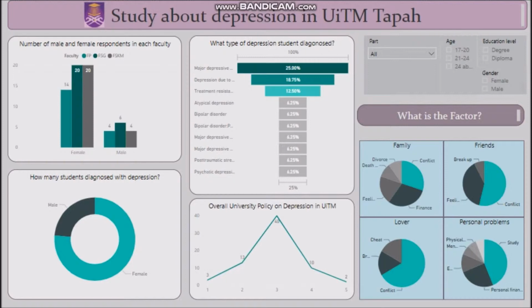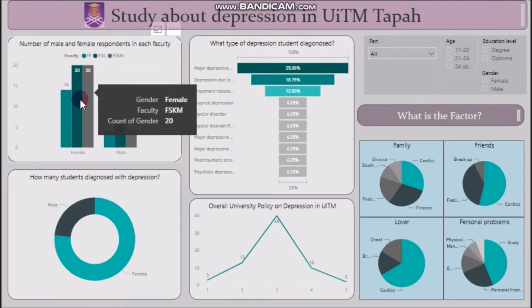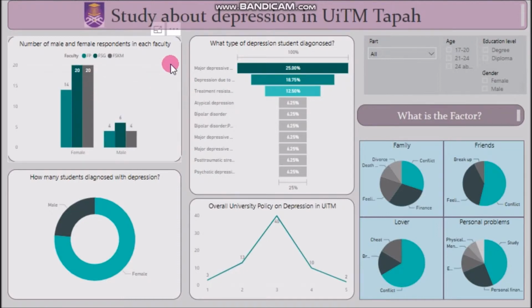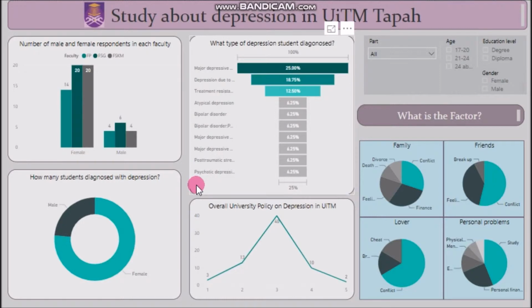So the first chart would be the cluster column chart that displays the number of male and female respondents in each faculty. For the second chart, we use a donut chart, which displays how many students are diagnosed with depression. And the third chart is the funnel type, which displays what type of depression the student was diagnosed with.